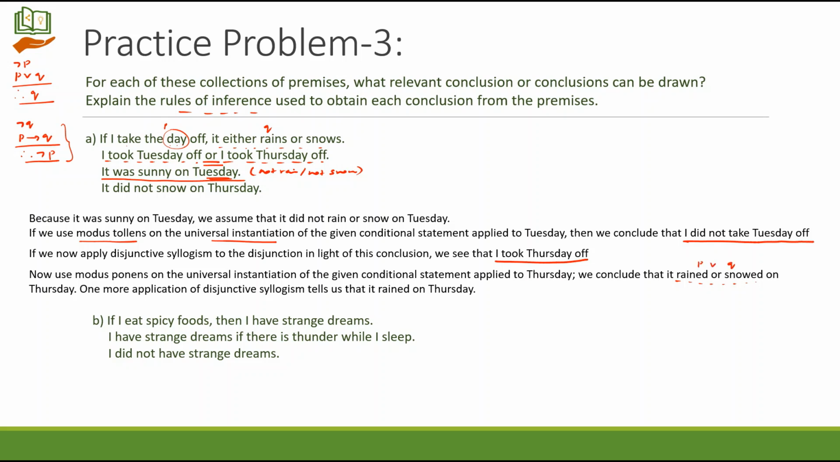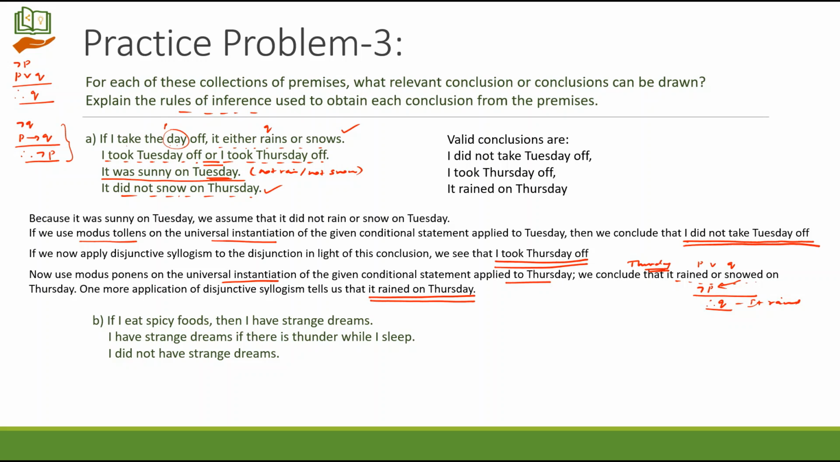One more application of disjunctive syllogism along with this particular premise. We know it is P or Q, and we know it did not snow on Thursday, which can be taken as negation of P here. So this can be it rained. This is only with respect to Thursday. So we can conclude it has rained on Thursday. So there are three conclusion possibilities.